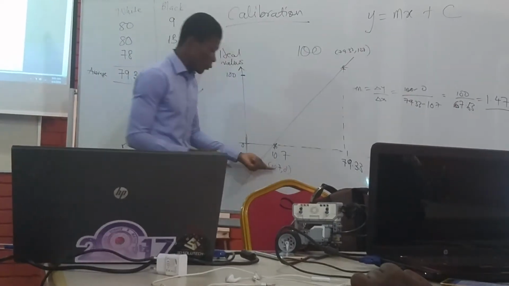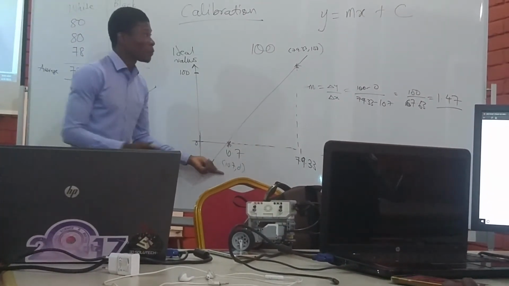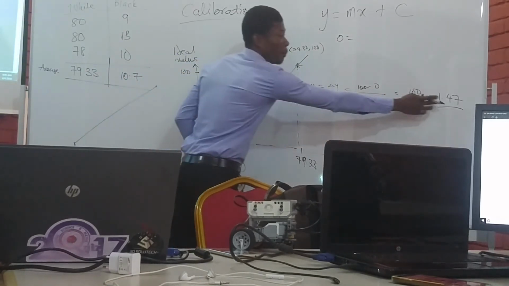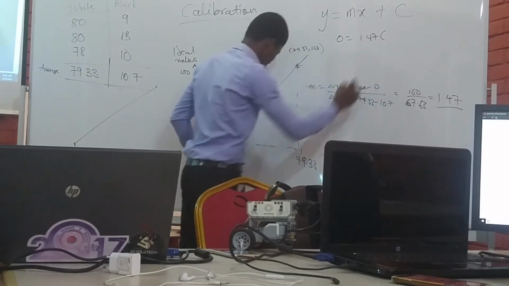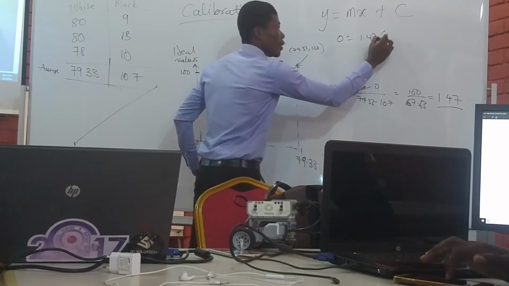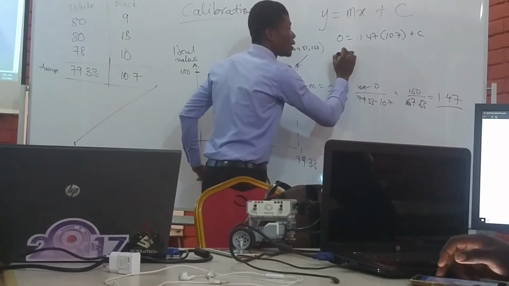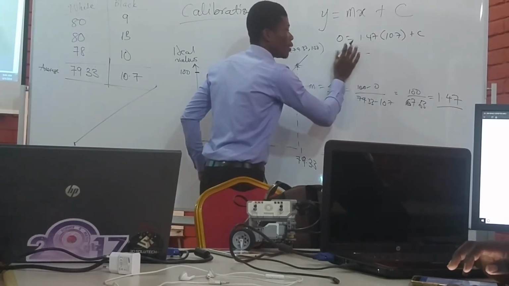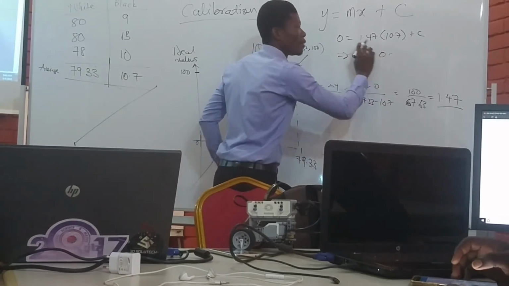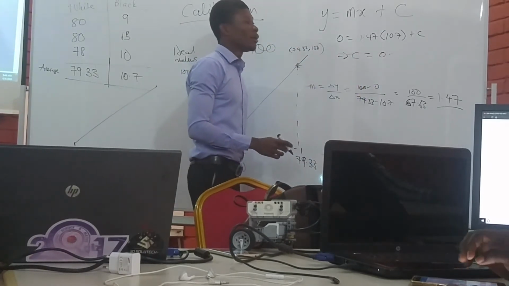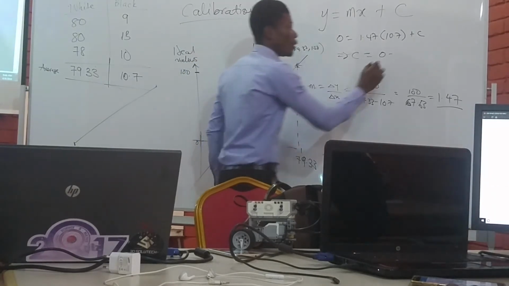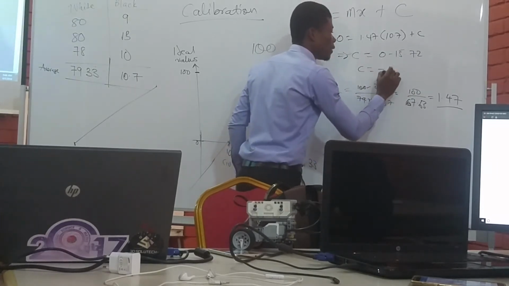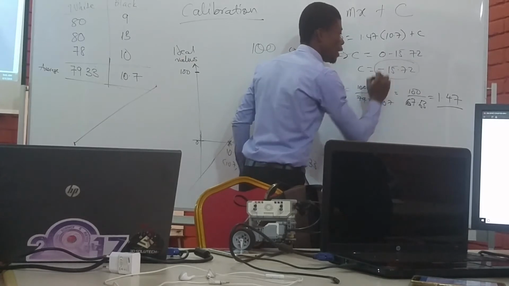Now I can then substitute my values. Pick any of the points. I prefer to choose this point. I follow it. And so if I'm dealing with this point, then I can say on this point y is what? 0. 0 should be equal to what? My m, which is 1.47 times what? The x value at that point is what? 10.7 plus what? C. So C should be equal to what? 0 minus, let's multiply this, 15.72. Okay. So I have C to be equal to minus 15.72.